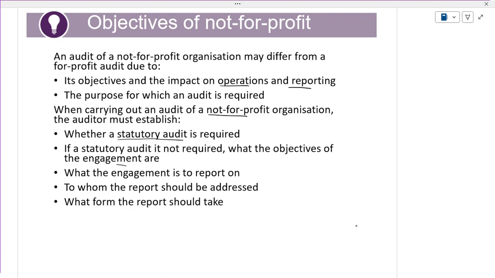If it is a compulsory audit, now see, here also there are some situational rules. If I am right, if the turnover increases above 150,000, then only profit organizations need to have a statutory audit. Otherwise, if the turnover is less than 150,000, a statutory audit is not required. What are the engagements to report on? To whom should the report be addressed? And what form of report has it to be?